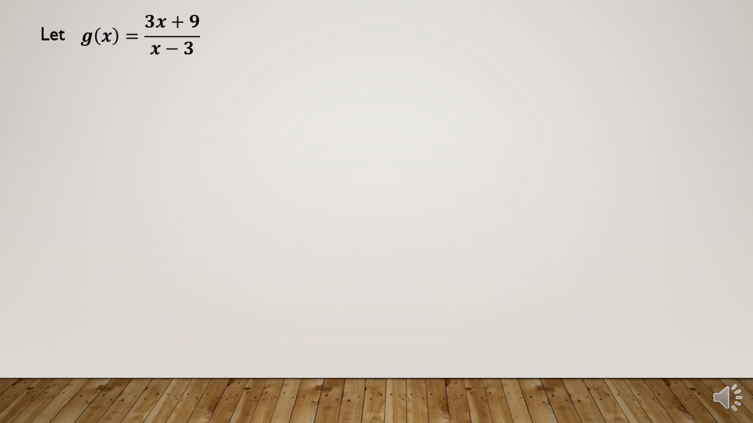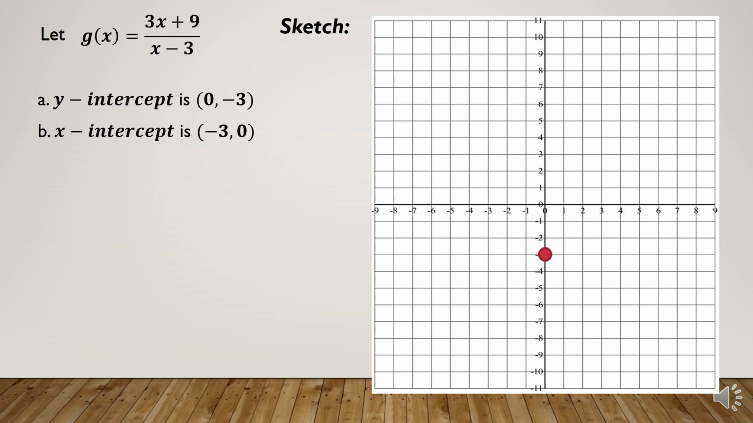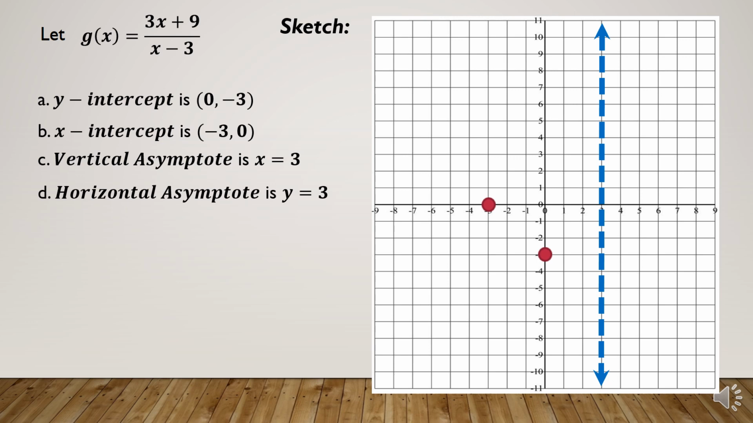Let us now sketch the graph of g(x). Since we already have the y-intercept, let us now plot this. Since the y-intercept is (0, -3) and the x-intercept is (-3, 0), then let us now sketch the vertical asymptote with the equation x = 3, and the horizontal asymptote with the equation y = 3. Then let us now connect the x and y intercepts.